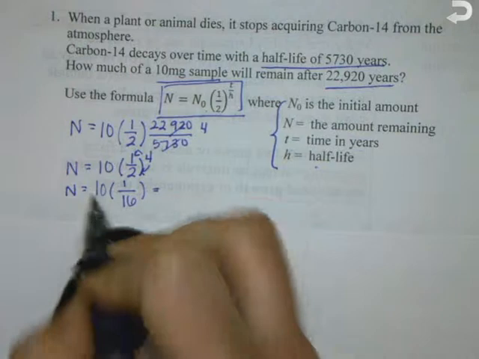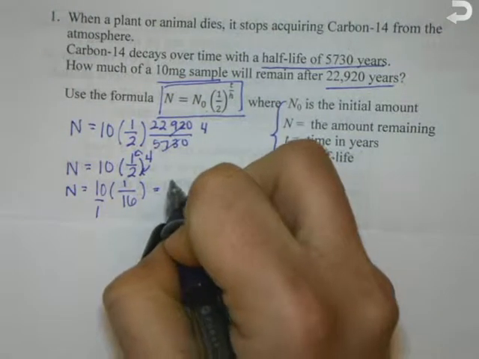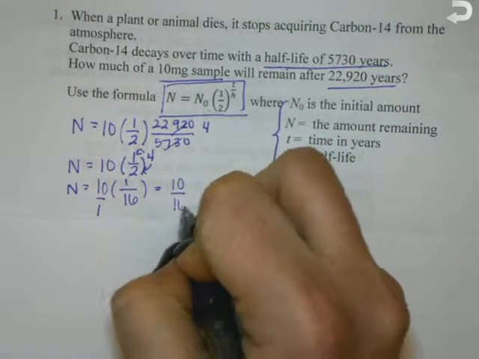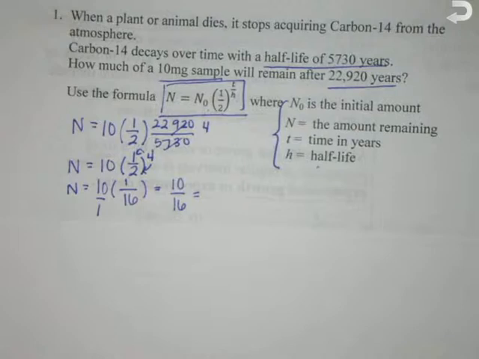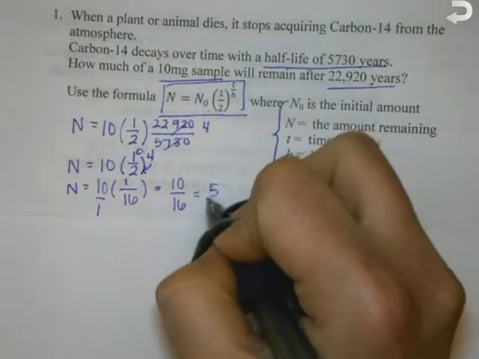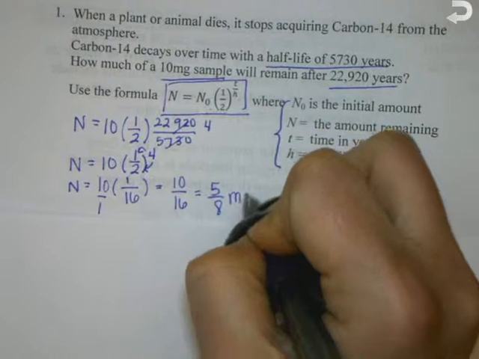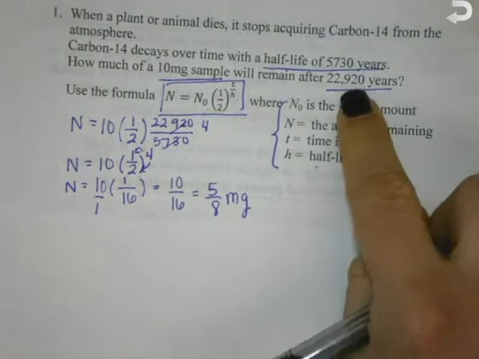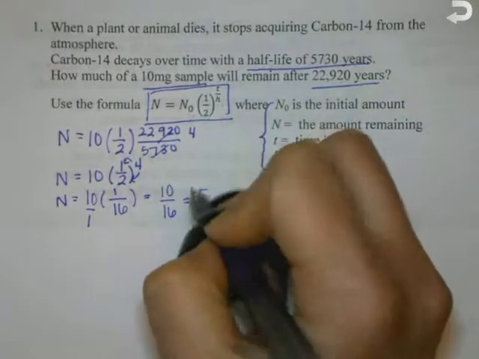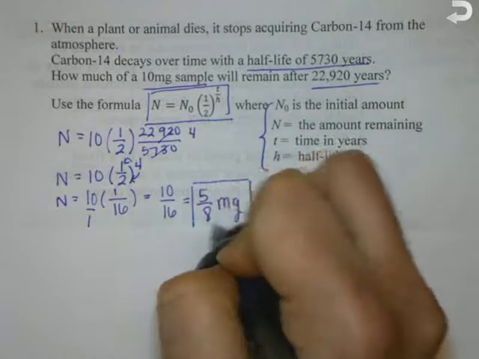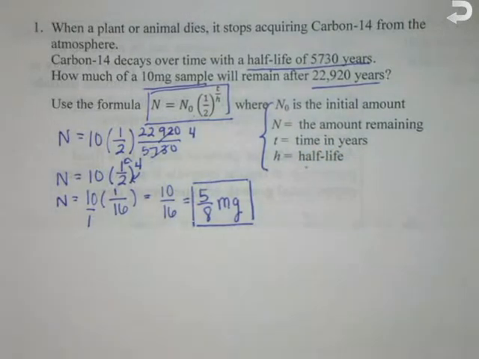Now because this is a 10 over 1, that's actually the same as 10 over 16, which reduces to 5/8. So 5/8 of a milligram is what is left over after 22,920 years. So I give you the information, I give you the formula, all you have to do is plug it all in. Okay?